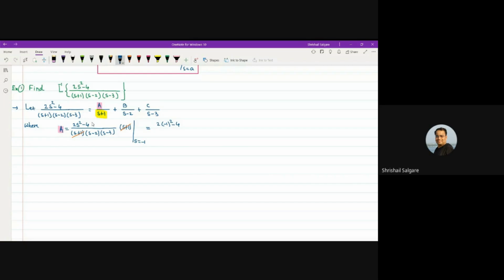Now here you can notice this s plus 1 factor and this s plus 1 factor get cancelled. Now for the remaining terms, you have to substitute s is equal to -1. That means 2 into -1 square minus 4 divided by -1 minus 2. It is -3. -1 minus 3. It is -4.